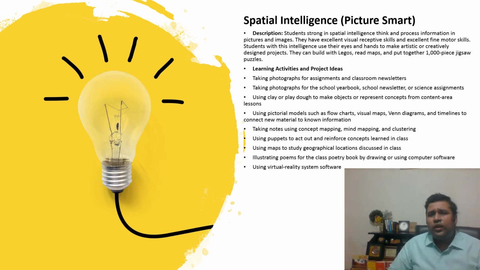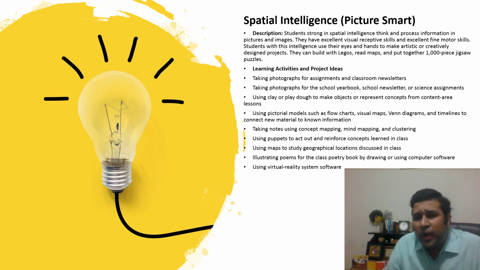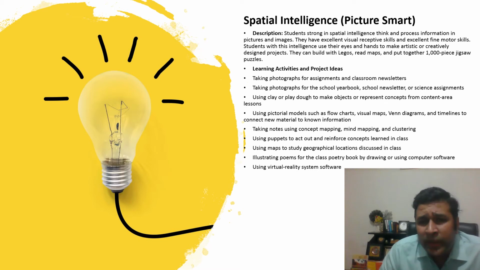The spatial intelligence or the picture smart students are strong in spatial thinking, and process information in pictures and images. They have excellent visual receptive and excellent fine motor skills. Students with this intelligence use their eyes and hands to make artistic and creatively designed projects. They can build with Legos, read maps, put together 100-piece jigsaw puzzles, etc.